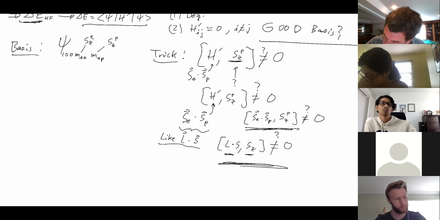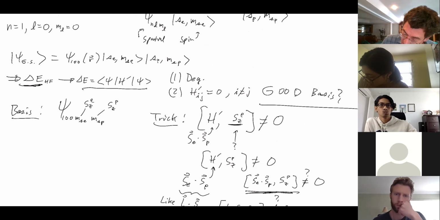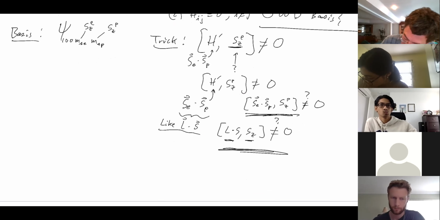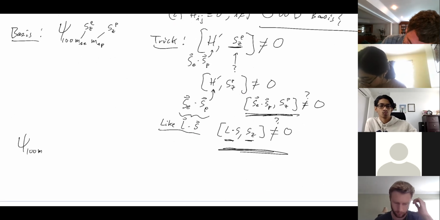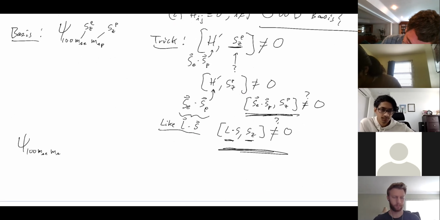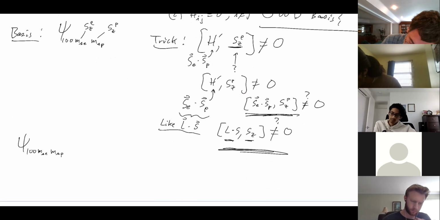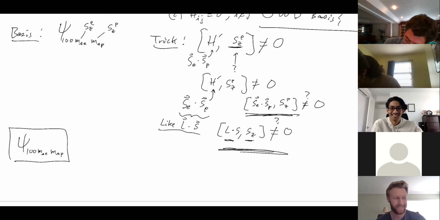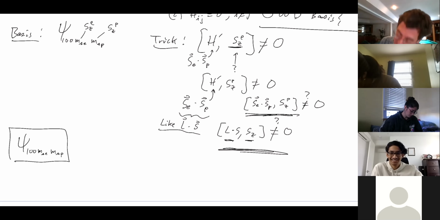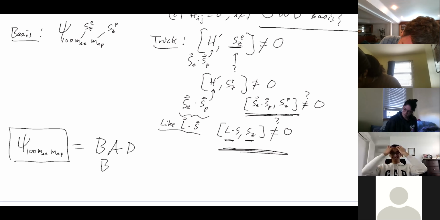They do not equal 0. And so that means that, what can I say about this basis then? So what does that tell me about this basis? Psi 1, 0, 0, m sub s e, m sub s p, this is my basis. Is this a good basis or a bad basis? Bad. Sometimes bad is good. Exactly. That's a bad basis.